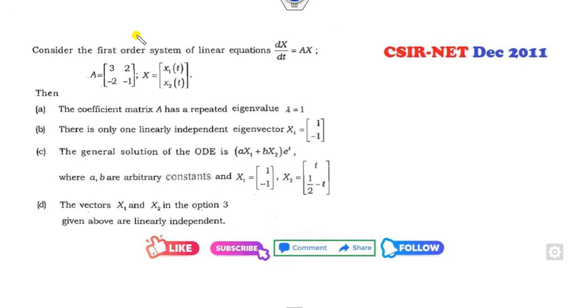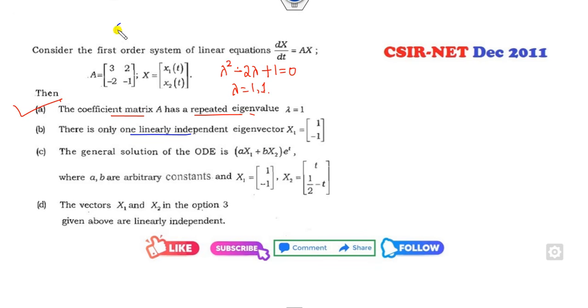Okay, look at this another one. Again it's a 2 cross 2. Can you find the eigenvalues? So lambda square minus 2 lambda minus 3 plus 4 plus 1 is 0. So that means 1 and 1. So the coefficient matrix has the repeated eigenvalue 1. It has only one linearly independent eigenvector.